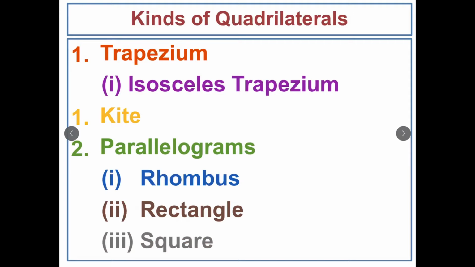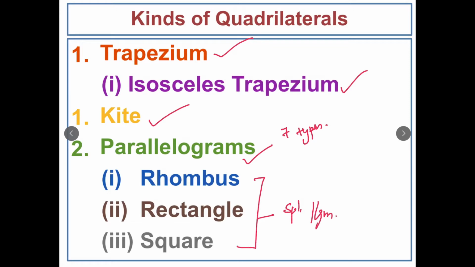There are a total of 7 types of quadrilateral, which are: first one is a trapezium. Then we have a special case of a trapezium, which is known as the isosceles trapezium. Then we have kite, and then we have parallelogram, and these are the 3 special types of parallelogram: rhombus, rectangle and square. We'll study one by one their definition and their properties.